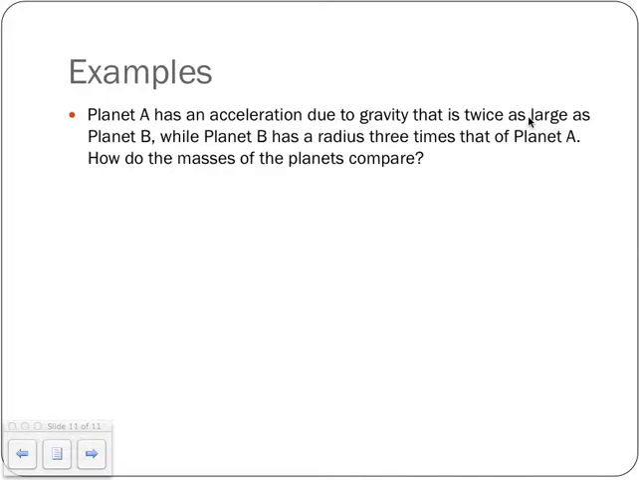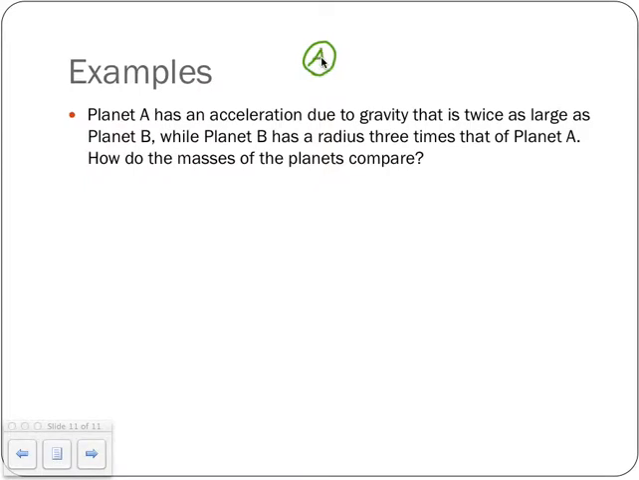Planet A has an acceleration due to gravity that's twice as large as planet B, while planet B has a radius 3 times that of planet A. How do the masses of the planets compare? So we're basically looking for the ratio of the masses of these two planets. So let's take a look at this. So planet A, right here, we're told is our smaller planet. There's planet A right here, and then we have our planet B.